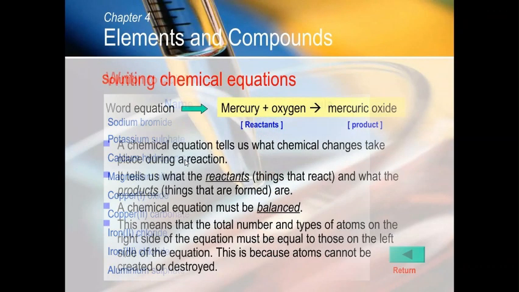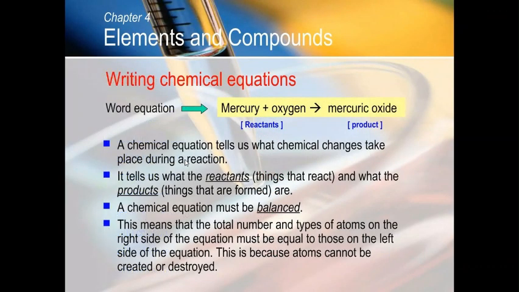Moving on, let's look at writing chemical equations. Writing chemical equations is not difficult. Usually when we hear writing chemical equations, we say it is hard, but it is not hard, it is not difficult. So for a word equation, we have mercury plus oxygen, which are the reactants, and then we have mercury oxide, which is the creation of a new product.